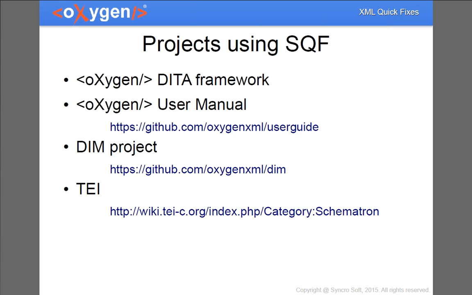There are a few projects who are using quick fixes right now. We offer quick fixes in our data framework provided in oXygen. There is also the user manual that is on the GitHub, and we also have quick fixes. And the dynamic information model project, that is also on GitHub, provides quick fixes.